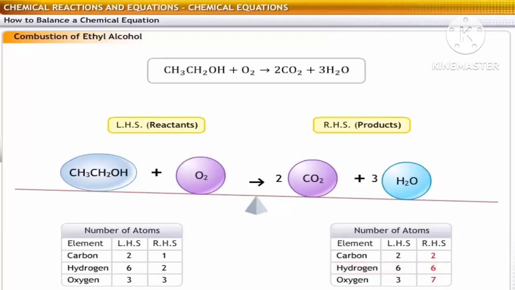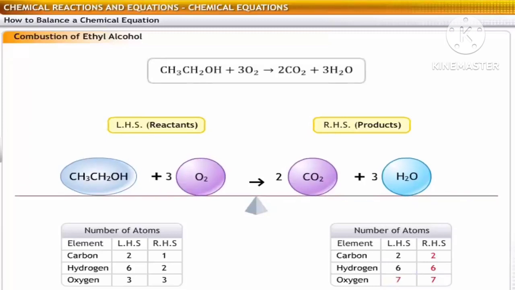The next element in the equation is oxygen. There are 7 oxygen atoms on the product side, but only 3 atoms on the reactant side. To balance the equation, place the coefficient 3 before oxygen on the left-hand side.